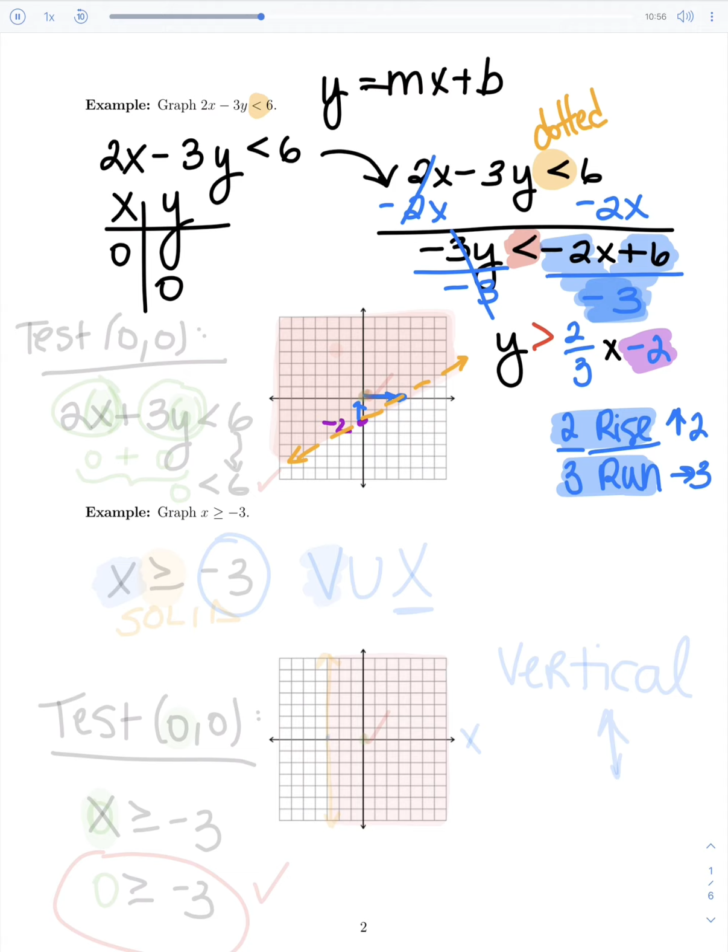I still have to figure out which side of the line to shade. Well, I need to pick a point to test that is not on the line. Well, I can still pick 0, 0 like I did on the last one. Why? Because it's not on my line. So I'm going to test 0, 0.